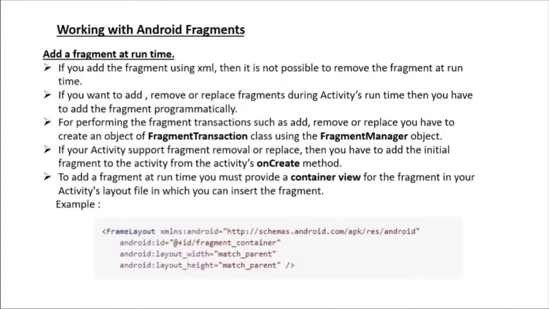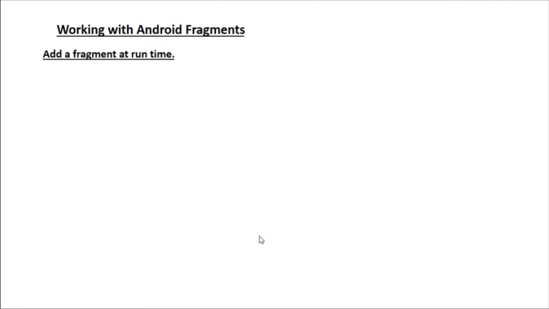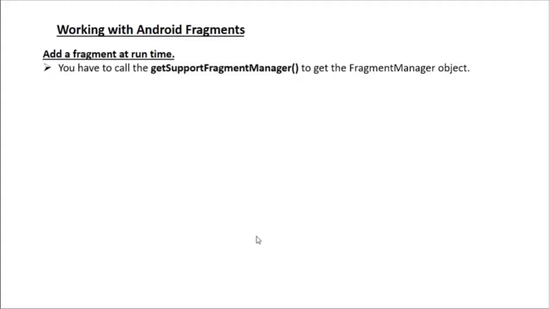So if you want to add, remove or replace a fragment at runtime, then you must specify a container view for the fragment in your layout file. So here is a simple example of a container view. Here the container view is a FrameLayout. Here we specify an ID for the container view. You have to call getSupportFragmentManager to get the FragmentManager object.